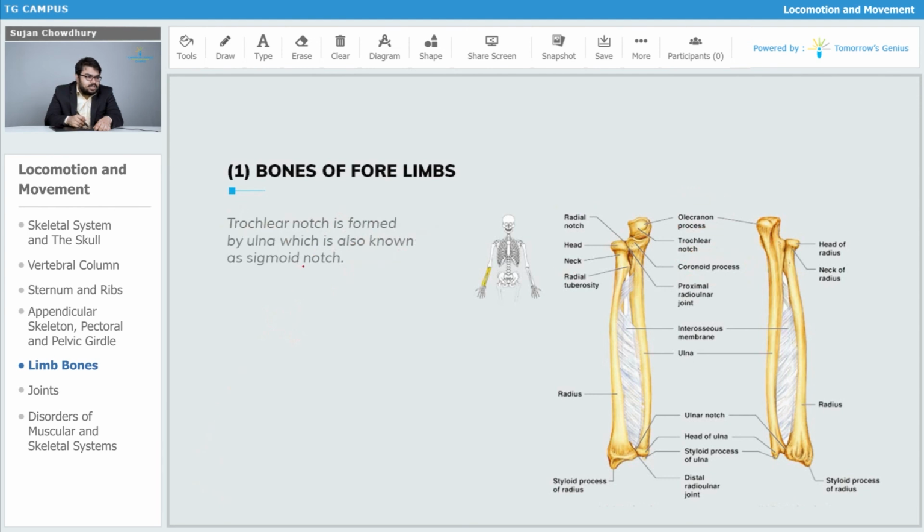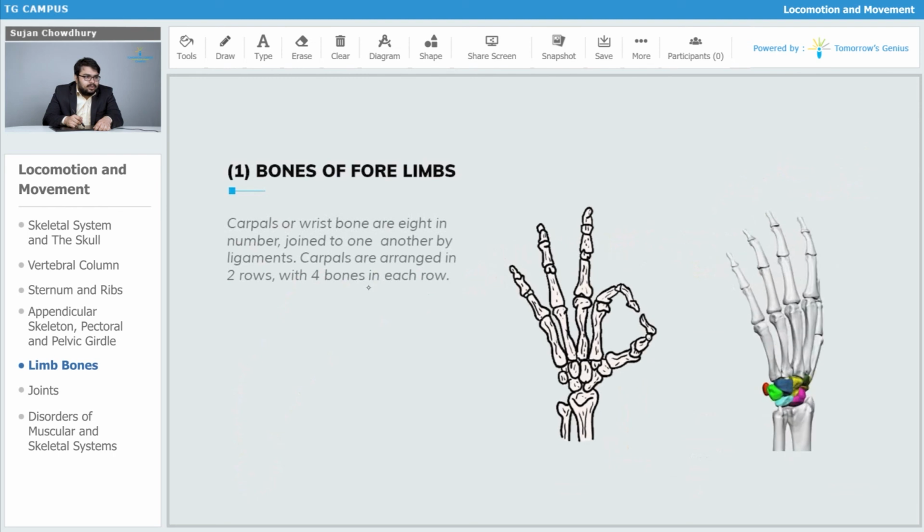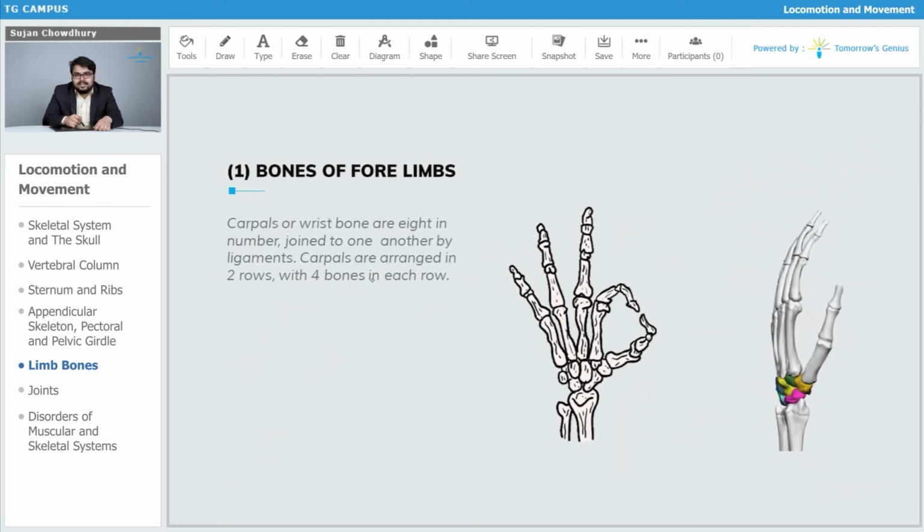The trochlear notch is formed by ulna, which is also known as the sigmoid notch. So this is the trochlear notch, or also known as the sigmoid notch, and this is formed by the ulna and not by the radius. At the next part, we will be talking about the wrist bones.